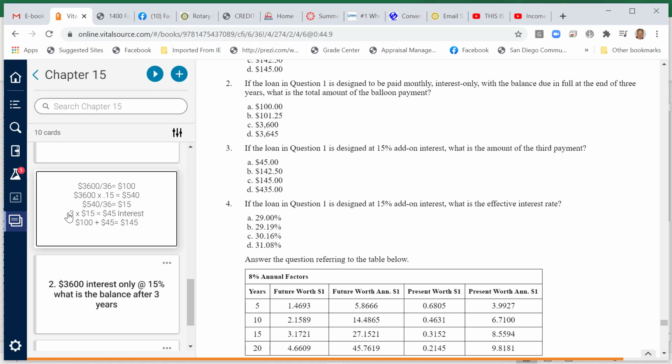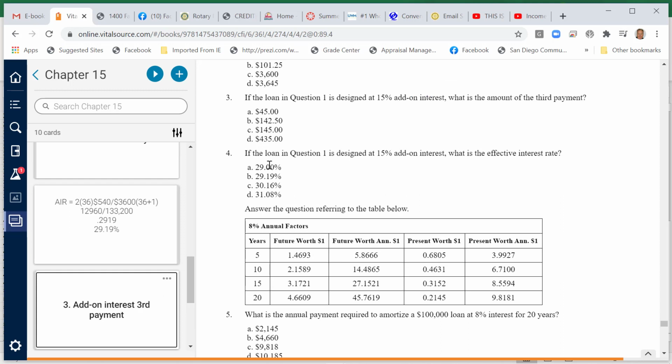3 months interest is what I'm looking for. 3 times 15 is 45. So now I go back to the top and take my principal payment of $100 plus the 3 months at 15, $45. So my total payment the third month would be $145.